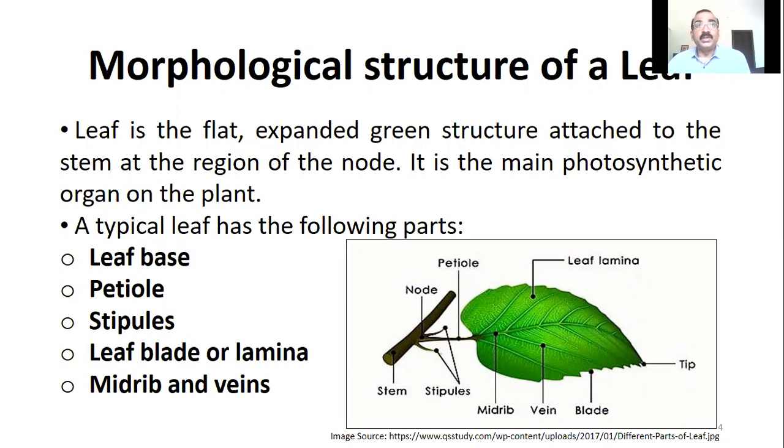Okay. Now, depending on the presence or absence of petiole, again, two types of leaves are there. Remember this. If there is a petiole like this, if there is a stalk like this, then it is called petiolate. And some of the leaves may not have a stalk. The leaf is directly attached to the stem. Then such leaves are called sessile leaves. Some of the leaves are sessile. Remember this. Okay. But a typical leaf will have all these parts: leaf base, petiole, stipules, leaf blade, midrib, and veins.